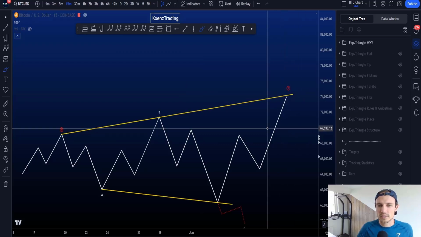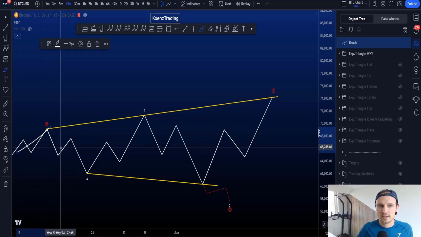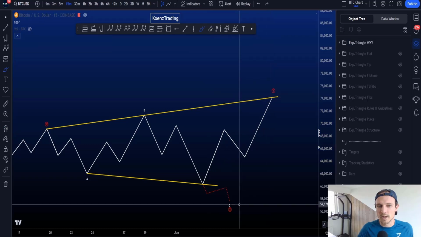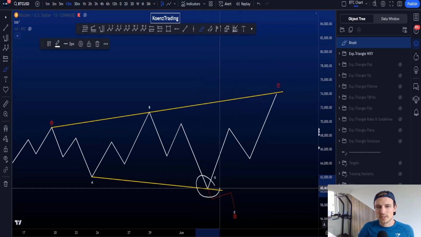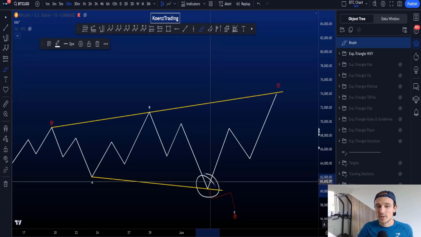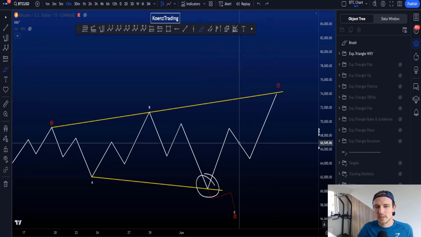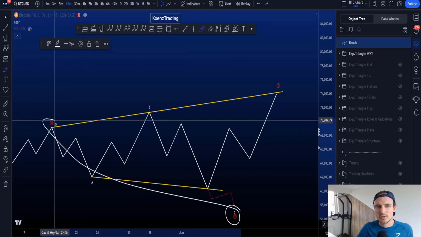In a WXY, it is almost the same thing, where you have a zigzag in your wave W, a flat inside wave X, and then a wave Y. In this case, there are 2 things that you have to pay attention to. First of all, it is the low over here, which in an expanding triangle is your wave D, as you're looking for an A, B, C, D, and then a wave E, but also time, and that is time of your wave X compared to your wave W.